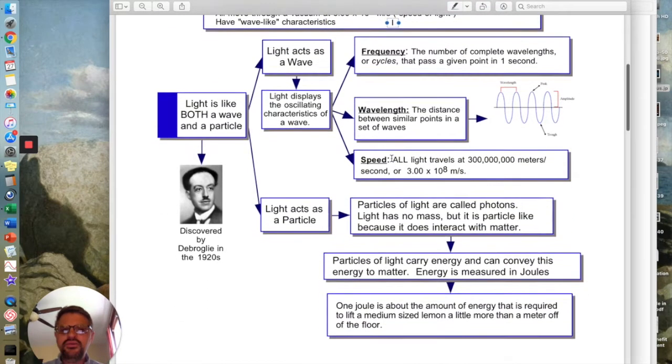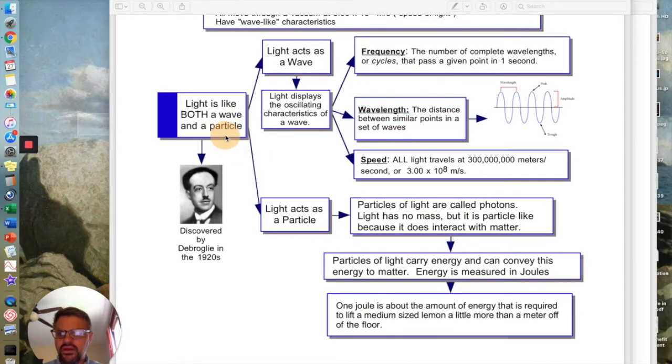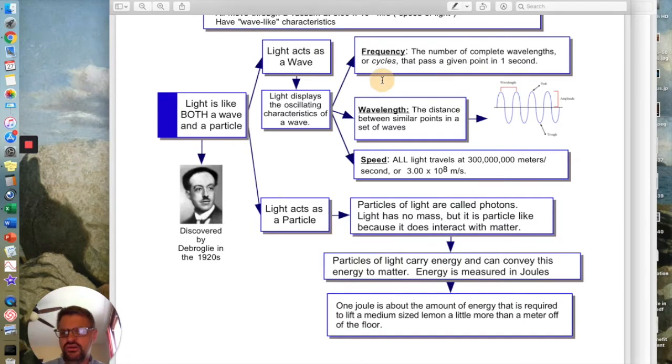Now, another thing about light is that it's not only like a wave, it's also like a particle. As I said a few moments ago, much like ocean waves, light has wave-like characteristics, meaning that you have a wavelength, the distance between the same point on two waves that are next to each other. The speed of all light is the same, 300 million meters per second. And frequency, how many wavelengths or complete waves pass a given point in 1 second. So in these ways, light is like a wave.